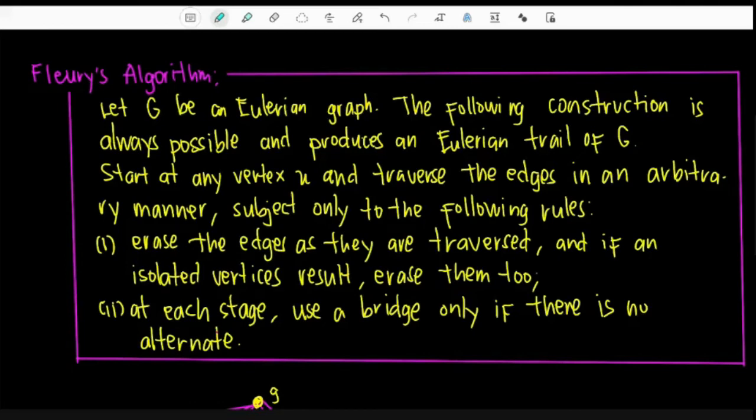Now, at each stage, use a bridge only if there is no alternative. Meaning, you have nothing else to pass through except the bridge. But anytime there is still an alternative, the bridge is your last resort.